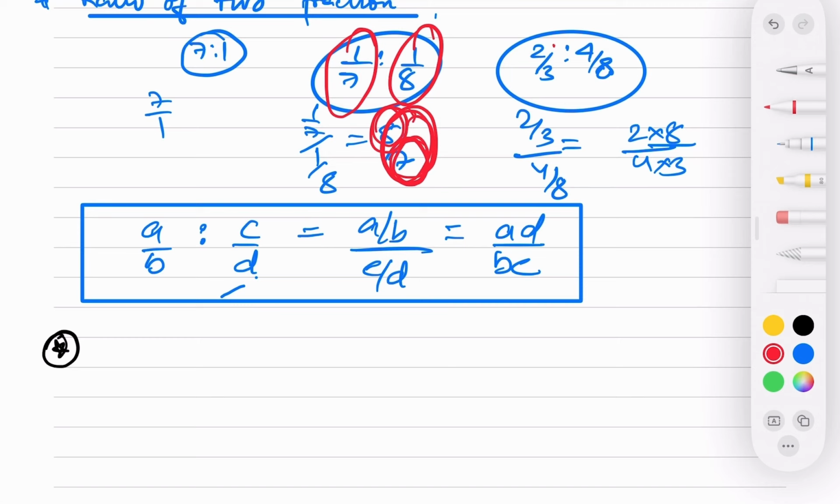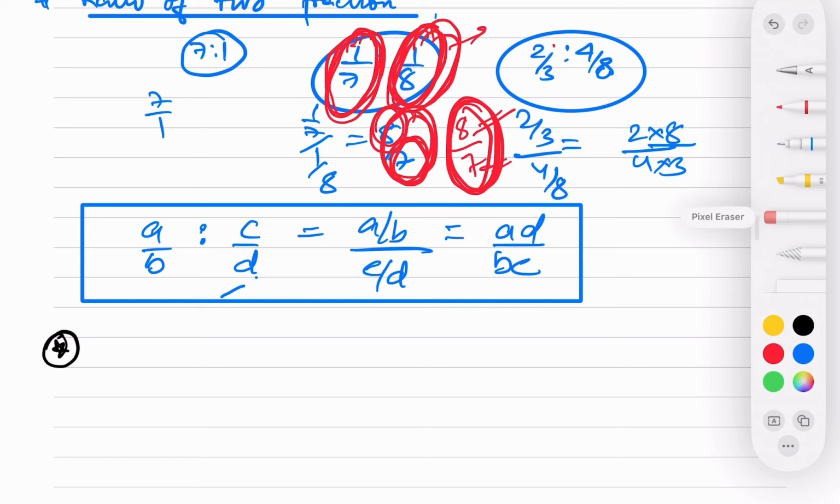What I mean is, will the ratio of fractions always be a ratio of integers, meaning this is an integer, this is an integer, or can it be a ratio of fractions again? So my question was, the ratio of two fractions will always be an integral ratio, is it true or false? क्या लगता है आपको? True or false? Okay, so let's take some examples.